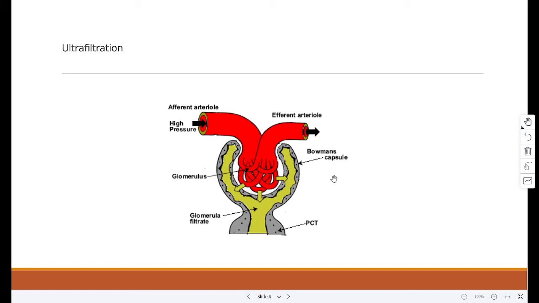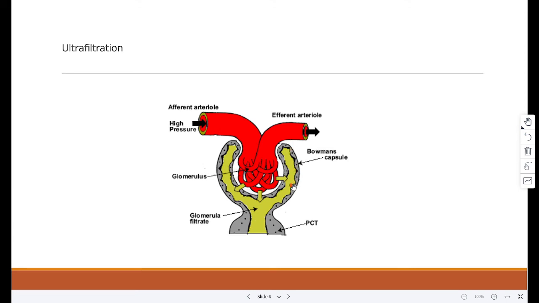Ultrafiltration. So arterioles branch off the renal artery and lead to each nephron, where they form a knot of capillaries known as the glomerulus. So this is the glomerulus sitting inside the cup-shaped Bowman's capsule.